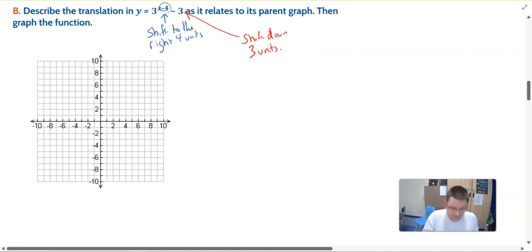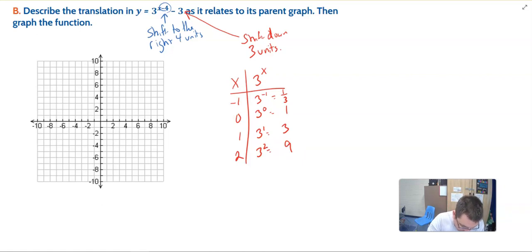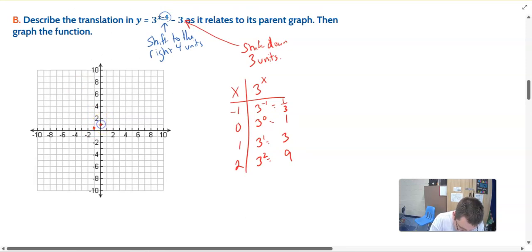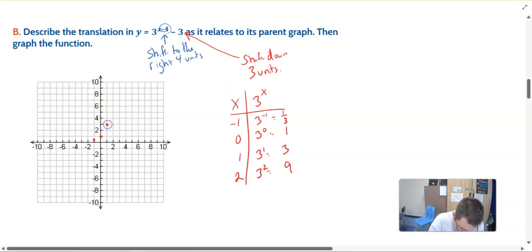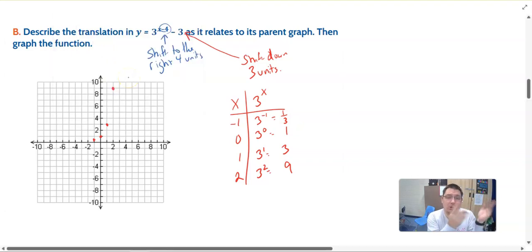And so let's see what that does to the parent function. And so my original function would be 3 to the x, and again using negative 1, 0, 1, and 2, we get 3 to the negative first, which is 1/3, and 3 to the 0, which is 1, and 3 to the first, which is 3, and 3 squared, which is 9. And so we're going to now plot those 4 points. And so -1 and 1/3, 0 and 1, 1 and 3, and 2 and 9. And then we're going to take these 4 points and shift them right 4, down 3.